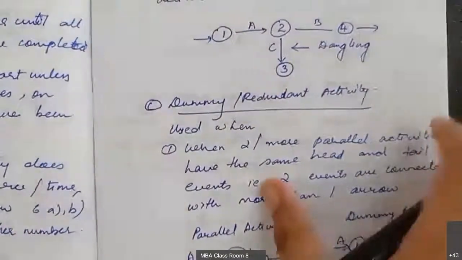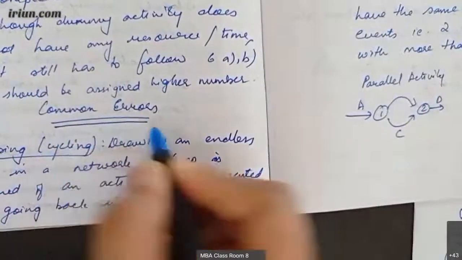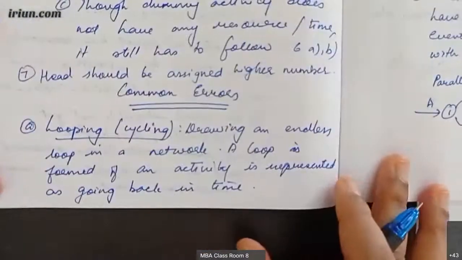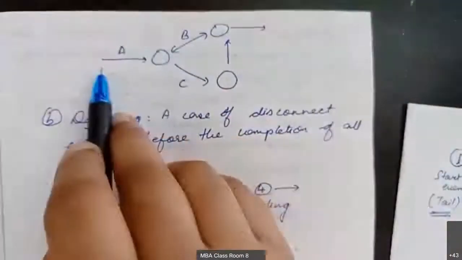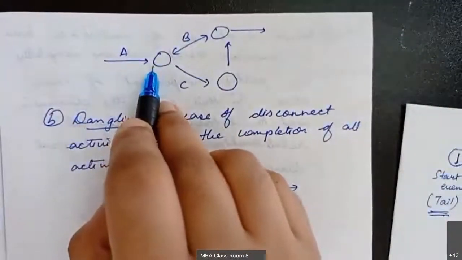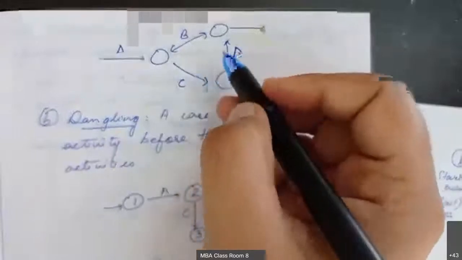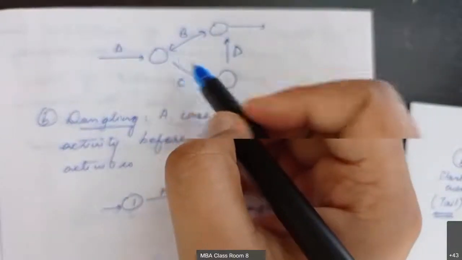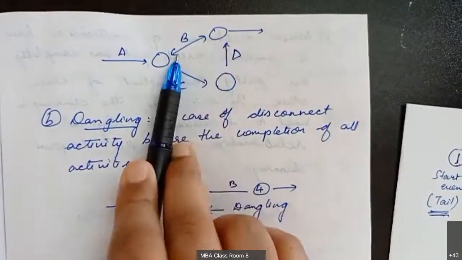Next, we have some of the common errors that are made in drawing the network diagram. The first one is called looping or cycling. Looping or cycling means, over here, can you see? We start with activity A, then it goes to C, then to D, then to B. Again it goes to C, again D, again B.